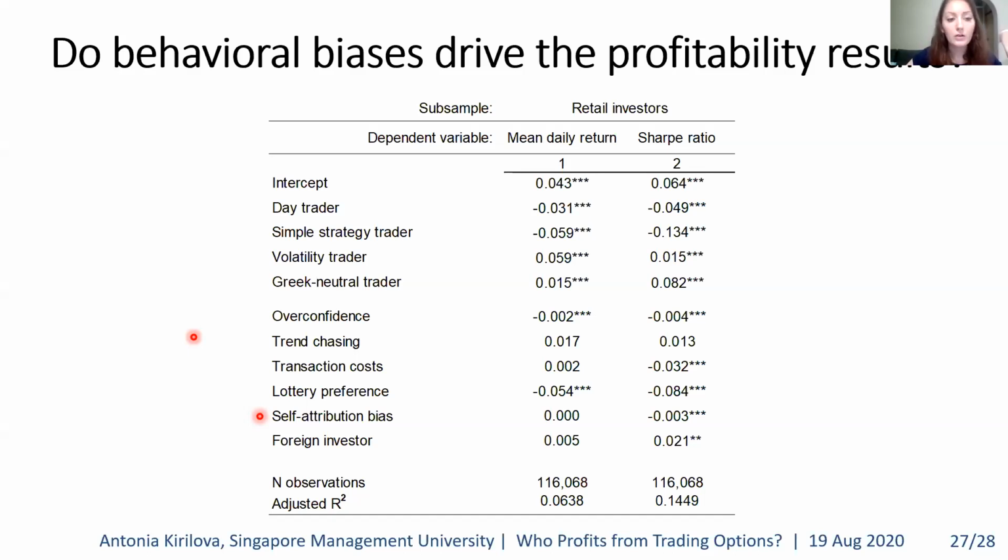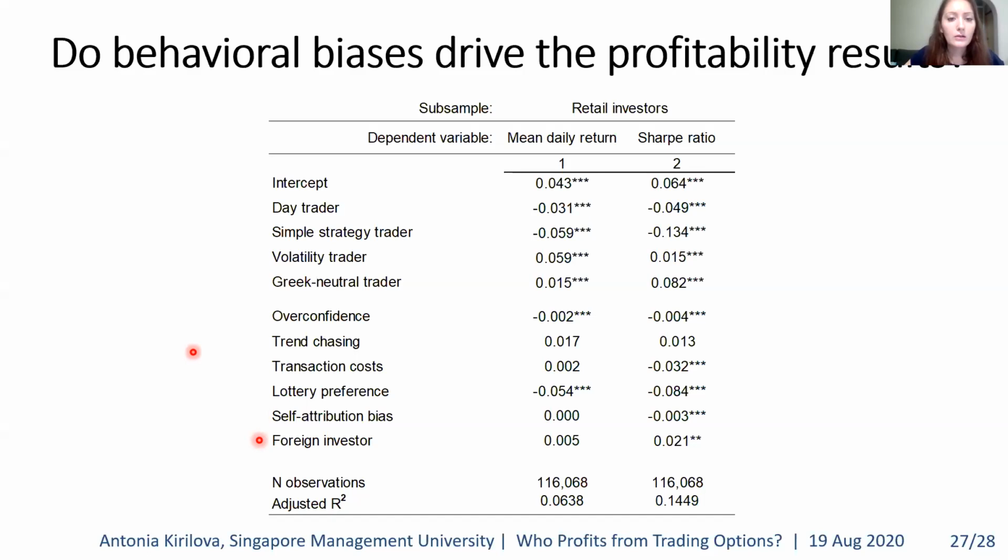And finally, we have a control variable for whether the account is a foreign investor, because there is some literature showing that foreign investors that trade in those emerging markets like Korea or China or Taiwan, they tend to outperform the domestic investors.